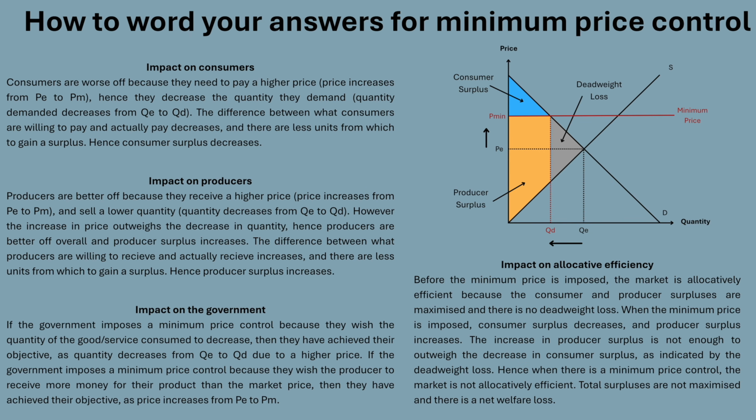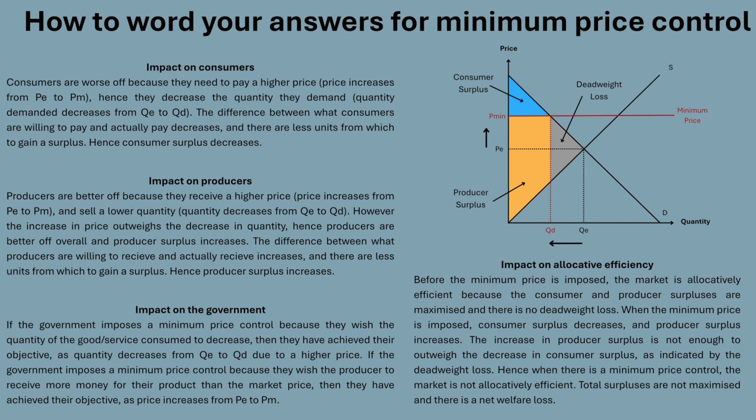So before there was a minimum price control, the market was allocatively efficient because we were operating at the market equilibrium, with the producers and consumers benefiting as much as they could. But when we impose the minimum price control, allocative efficiency lessens because the consumer surplus decreases overall. There is less opportunity for consumers and producers to benefit because that minimum price has resulted in a lower quantity being bought than the ideal market equilibrium quantity. So the market isn't as efficient as it could be.